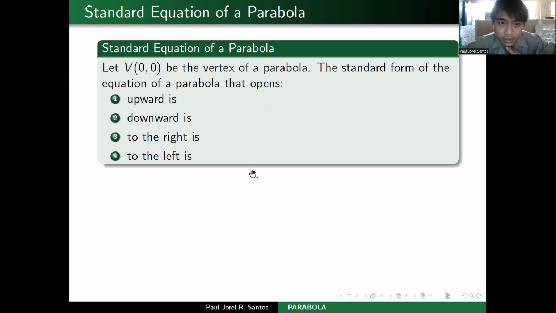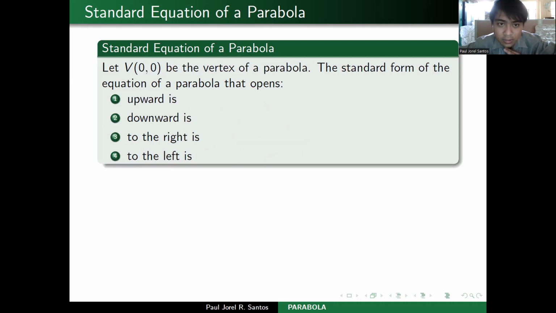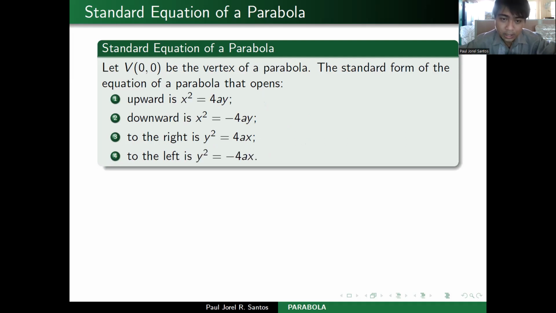Now, when h and k is located at 0, 0, the standard form of the equation of a parabola that opens upward is x squared is equal to 4ay. For downward, we have this: x squared equals negative 4ay. To the right is y squared equals 4ax. And to the left is y squared equals negative 4ax. Okay?